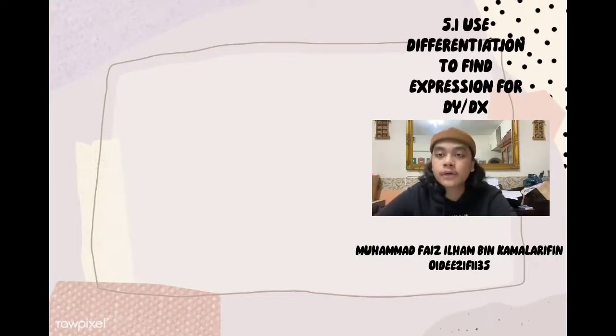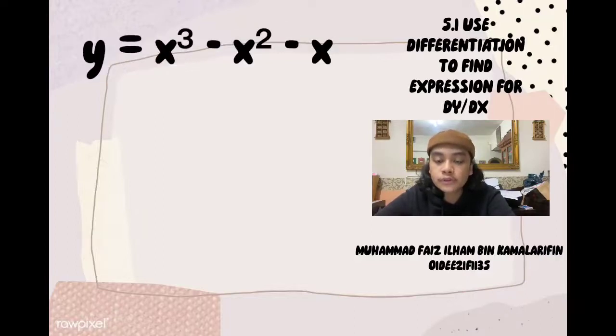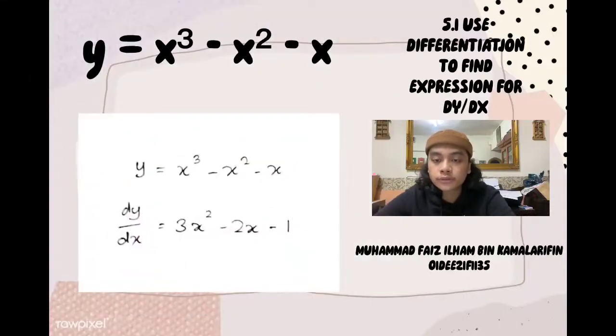Last but not least, for my part, is to solve the equation for 5.1 that uses differentiation to find the expression for dy over dx. y equals x cubed minus x squared minus x. The solution is y equals x cubed minus x squared minus x, and then by using dy over dx we can get 3x squared minus 2x minus 1.